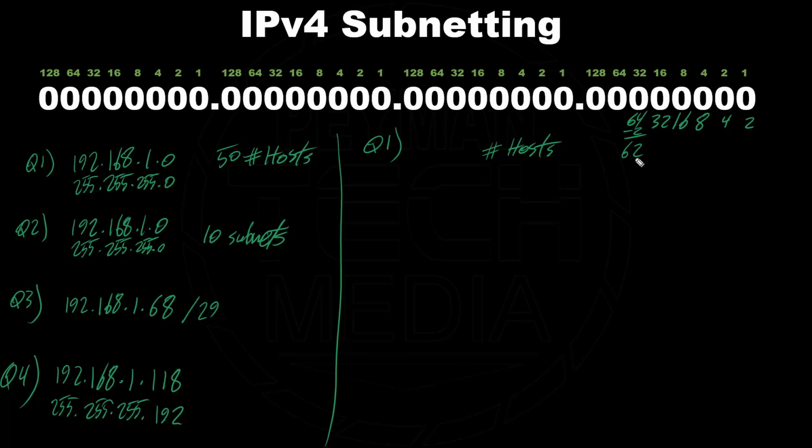62 is enough IP addresses. Basically, it meets the requirements. They are asking for 50, and we are not wasting too many IP addresses. So we can draw our cut line here.